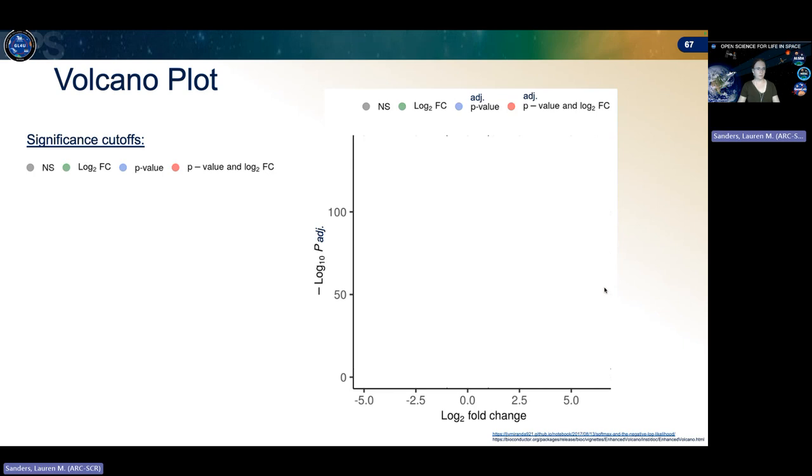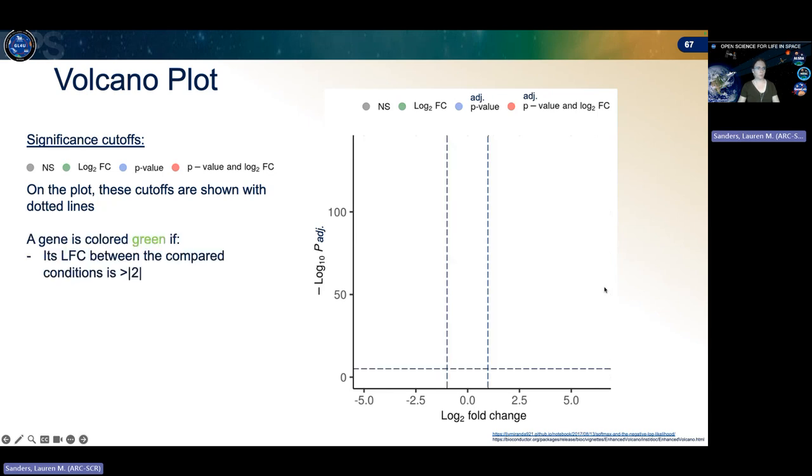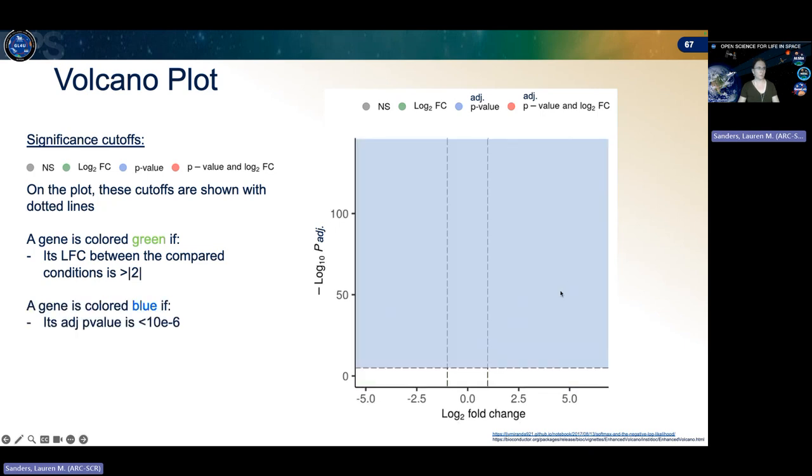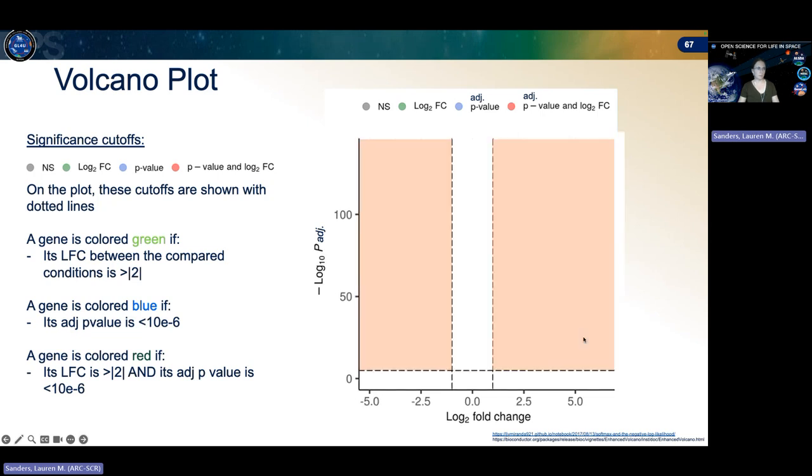So we also use significance cutoffs in our volcano plot. And on the plot, these cutoffs are shown with dotted lines. So for example, in this case, a gene is colored green if its log two-fold change between the two compared conditions is greater than absolute value of 2. And a gene is colored blue if its adjusted p-value is less than 10 to the negative 6. A gene is colored red if its log two-fold change is greater than absolute value of 2 and its adjusted p-value is less than 10 to the negative 6.